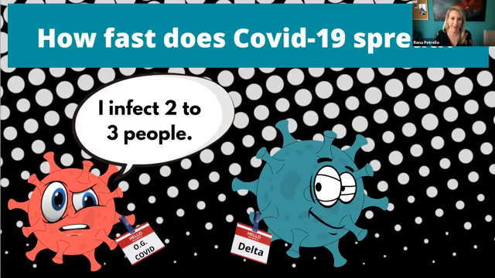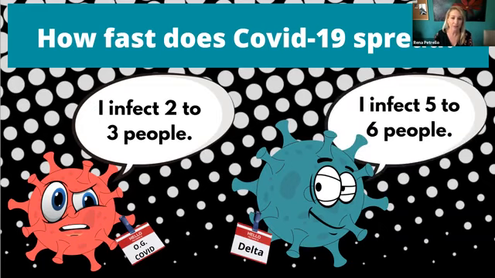Now, over time, that strain has mutated into various new strains, and we are currently concerned about the Delta variant of COVID-19, which will pass on average to somewhere around 5 to 6 people from one infected person. So again, that's assuming there are no mitigations in place.